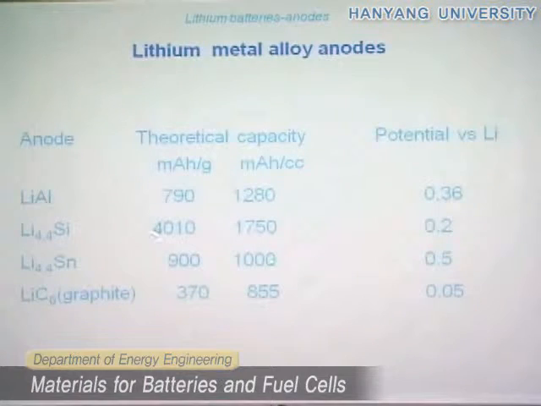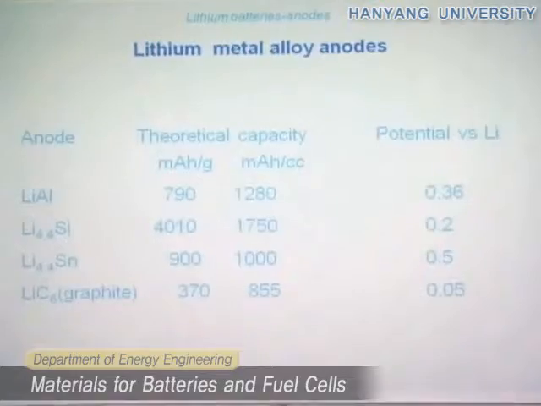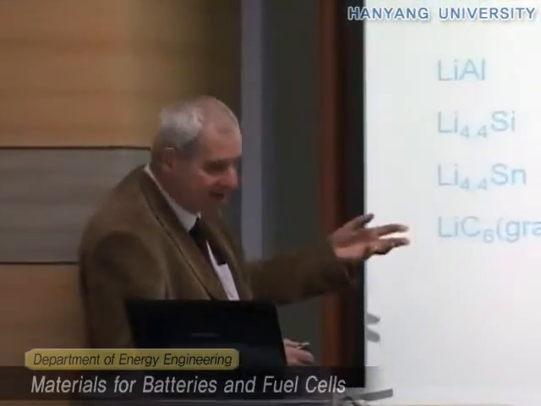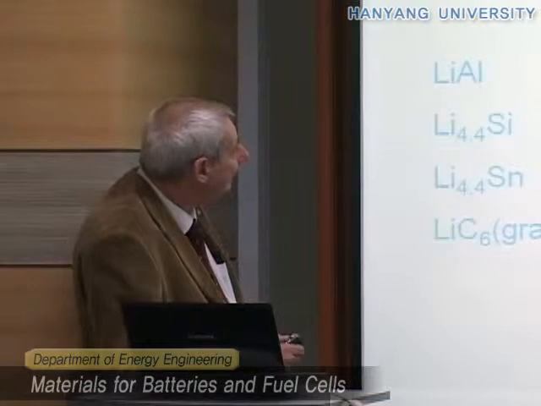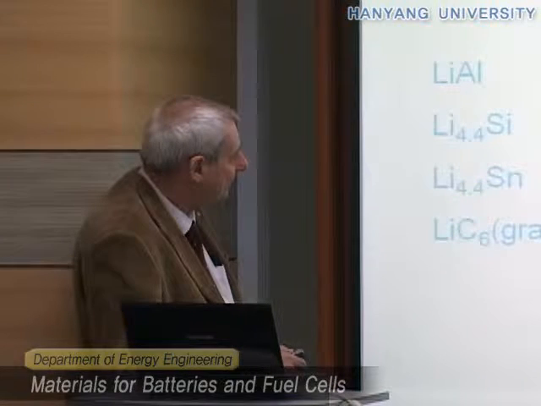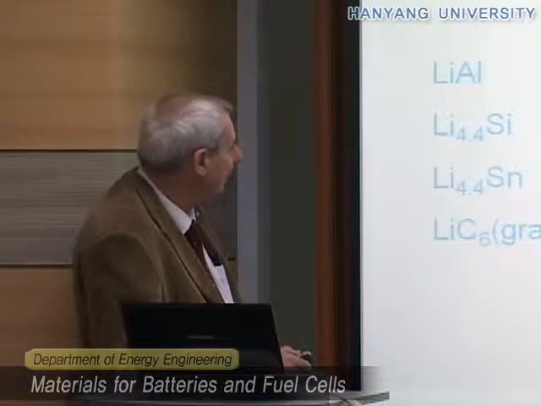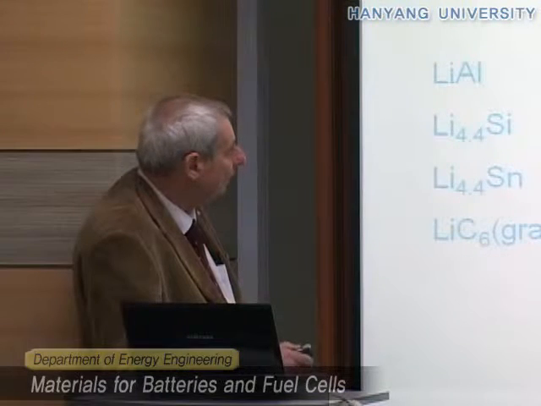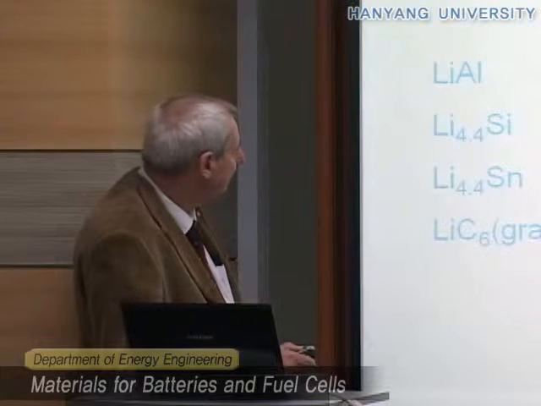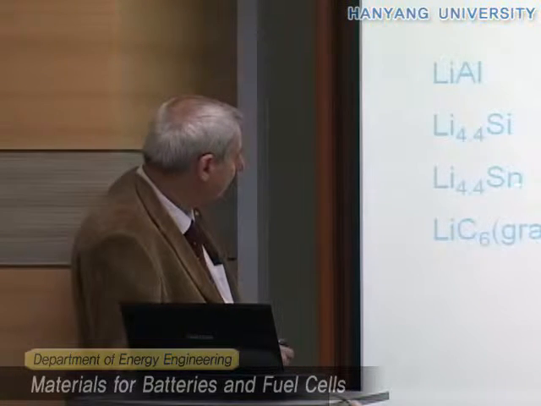Now, let's take, for instance, this material. This is the alloy of lithium with aluminum. So here, the electrode is formed by aluminum, which takes lithium as an alloy and releases lithium. And the capacity is about 800 milliampere hour per gram, much higher than this one. And also the capacity per volume is much higher. And the voltage is a bit higher, but not that high. So it's compatible.